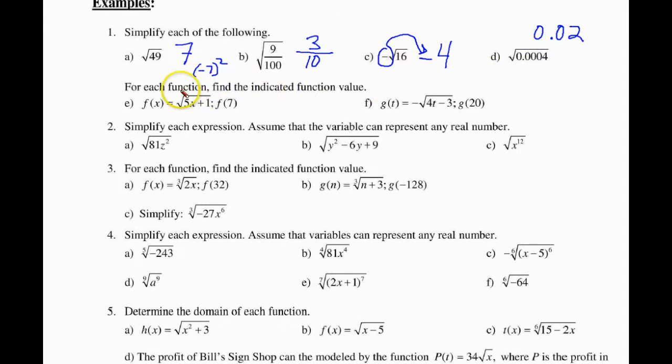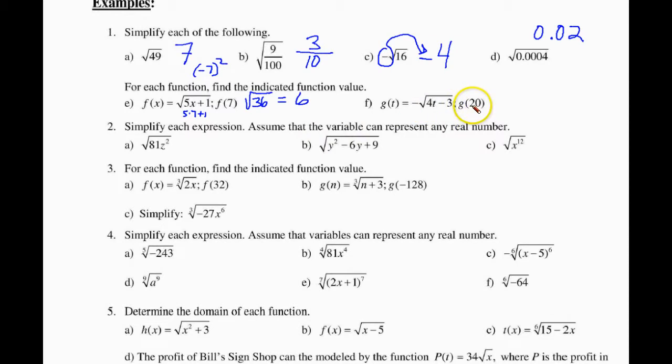Now here what they want us to do is to substitute a value in there and then carry out the process. So we're going to put 5 times 7, which is 35, plus 1, which is then the square root of 36, which is 6.